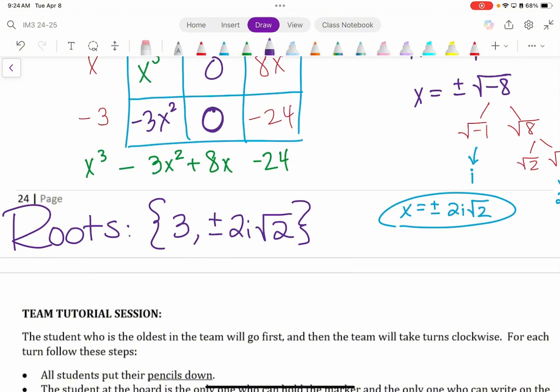So you will not get full credit unless you write that statement roots. You need to write the statement roots and then put the roots in there.